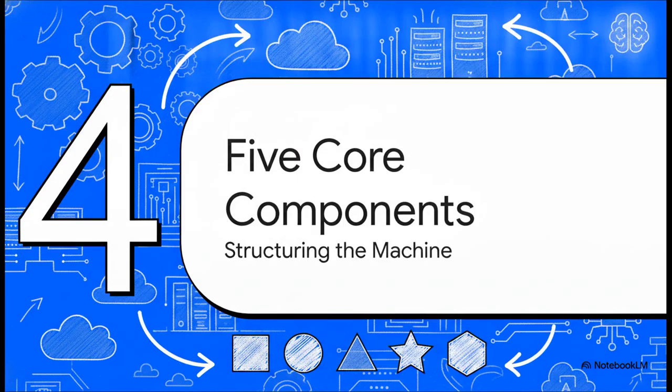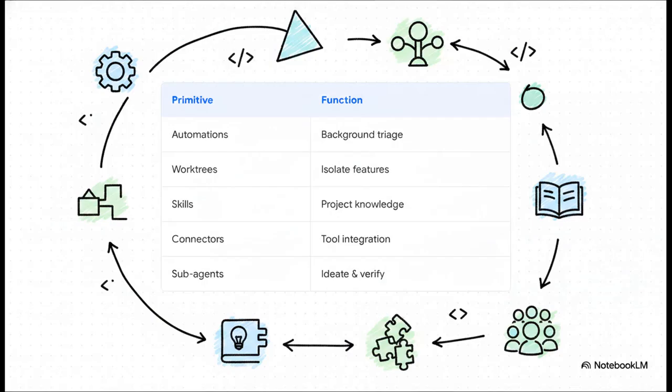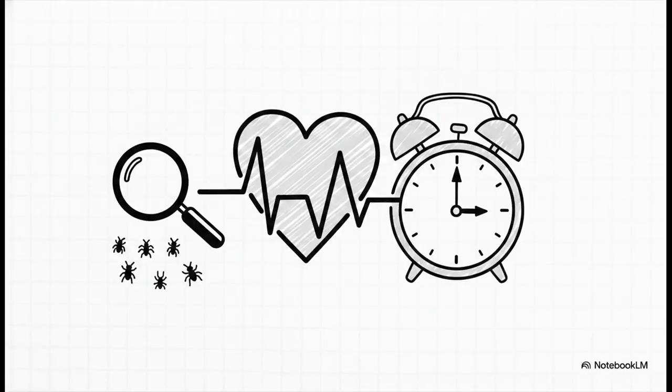Section 4. The 5 core components you need for structuring the machine. To build robust, scalable loops across any platform, there are 5 core primitives you need to know. Engineering leader Addy Osmani outlined how these map almost exactly across major tools today, from Codex to Claude Code. And what that proves is that this isn't just some gimmick for one specific app, it's a universal shift in software architecture. The very first piece is automations.